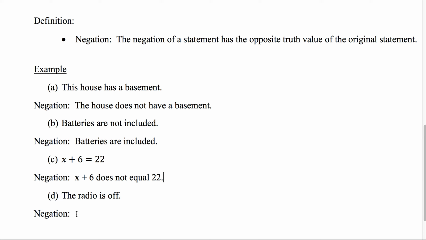The last one says the radio is off. So you could either write the radio is not off, or you could write the radio is on. And either of those would be fine for the negation. So those are the two concepts that we covered in this first section.